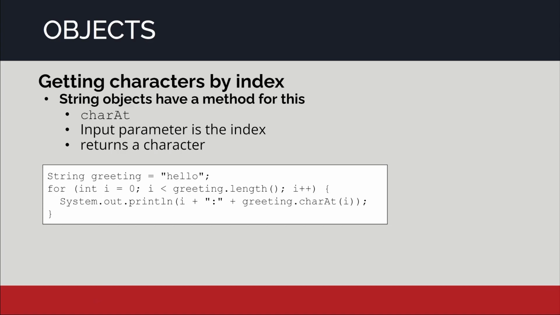If you want to get the character at a certain spot in a string, there's a method that's been defined for that within the string class. It's an object method, and this one actually takes a parameter, unlike length. It takes as a parameter the index of the character that you want within that string, and it returns the character that's at that index.